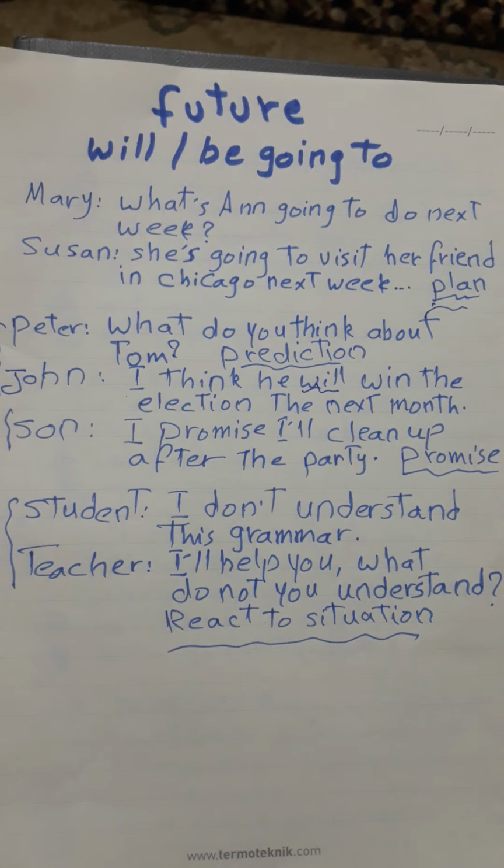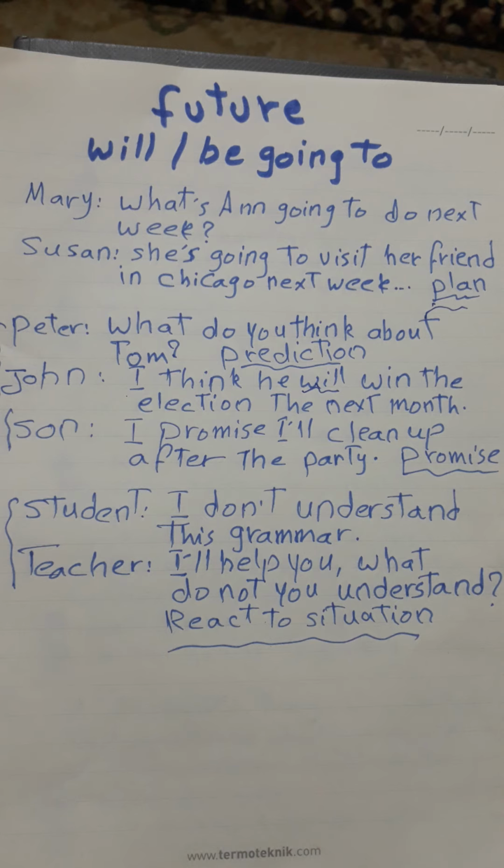Let us start with examples. Mary, what's Anne going to do next week? Suzanne, she is going to visit her friend. Look, next week is a point in the future, and Mary is asking about something that will happen in the future. Suzanne said she is going to visit her friend in Chicago next week. She is going. Suzanne hasn't said she will go. She has used be going to.